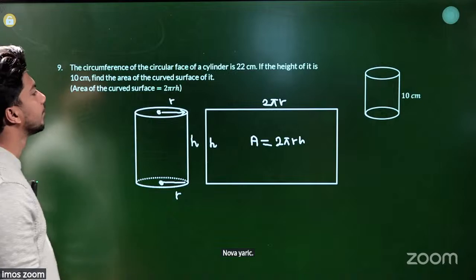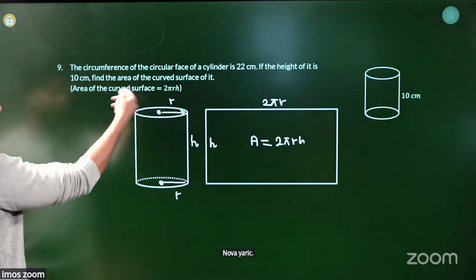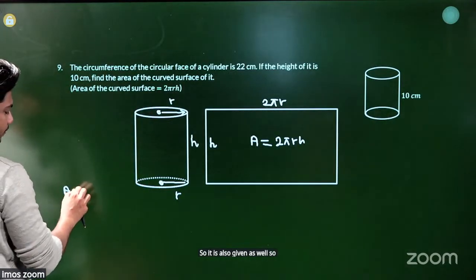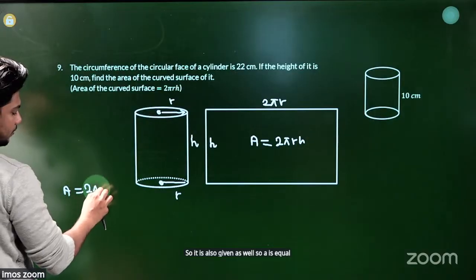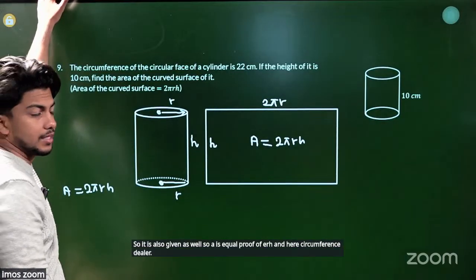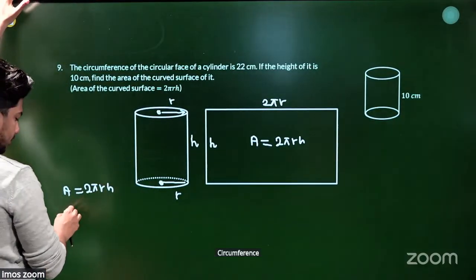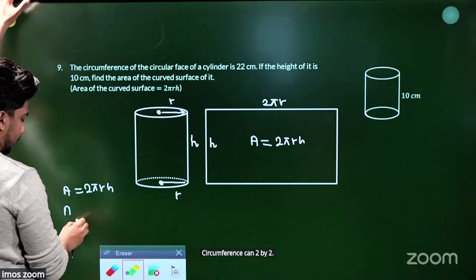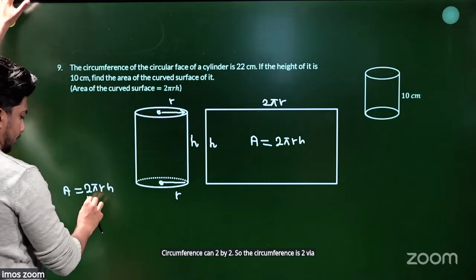So it is also given as well. So A is equal to 2 pi r h. And here the circumference is given. Circumference is 2 pi r. So the circumference is 2 pi r, right?